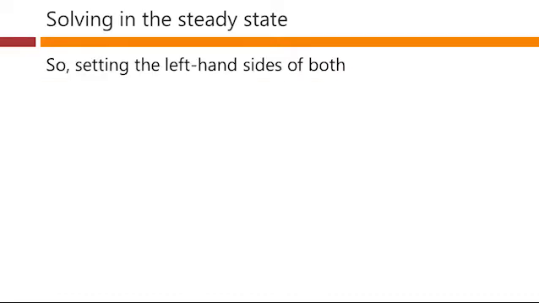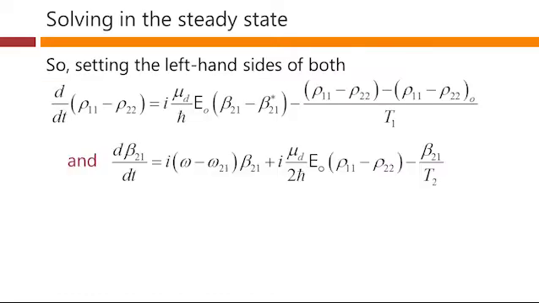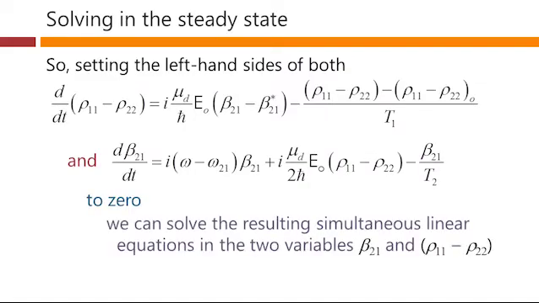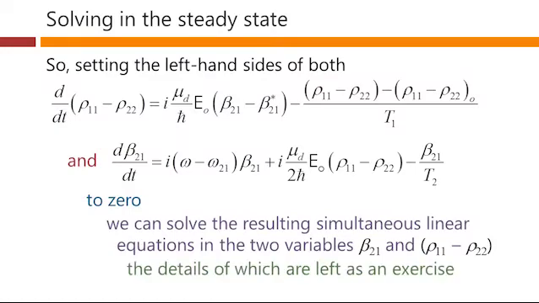So, setting the left-hand sides of both this equation and the second equation here to 0, we can solve the resulting simultaneous linear equations in the two variables beta 21 and rho 11 minus rho 22. So we're going to set this to 0, we're going to set this to 0, and then we have two simultaneous linear equations involving only these two quantities. So we can solve those. And we're going to leave the details of this as an exercise.